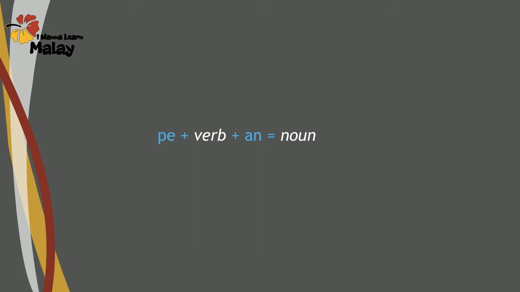In one of our previous videos, we've looked at usage of the prefix and suffix of per and an together with a verb and what it produces. So what if it's only a prefix of per without an after the verb? So this is an easier prefix.